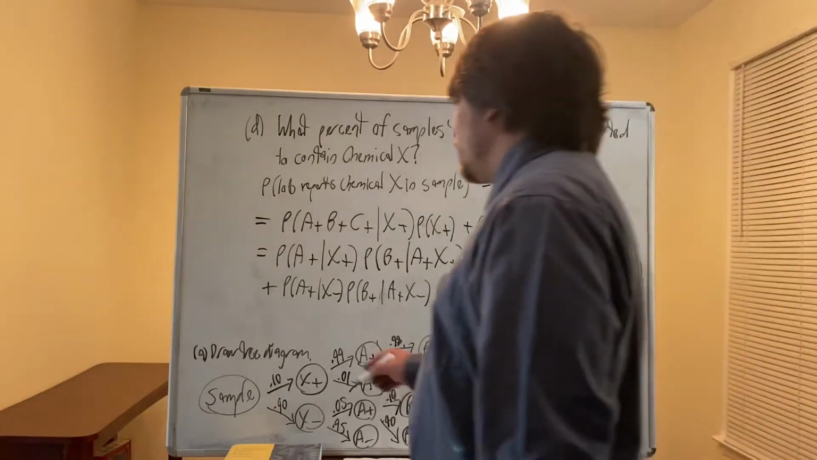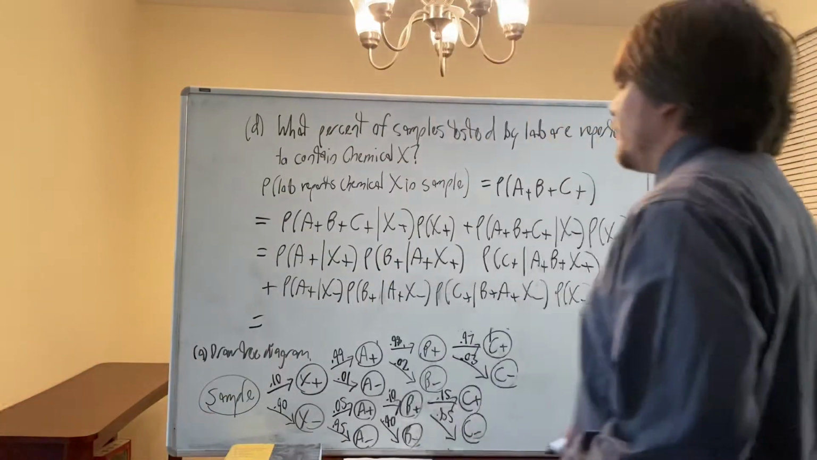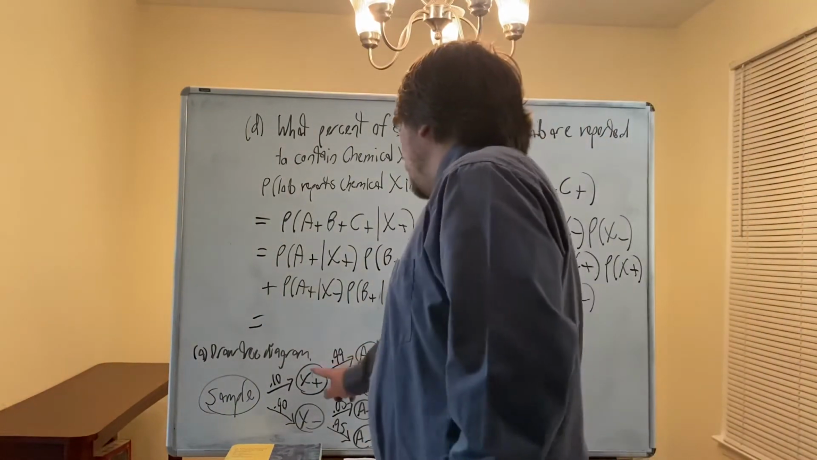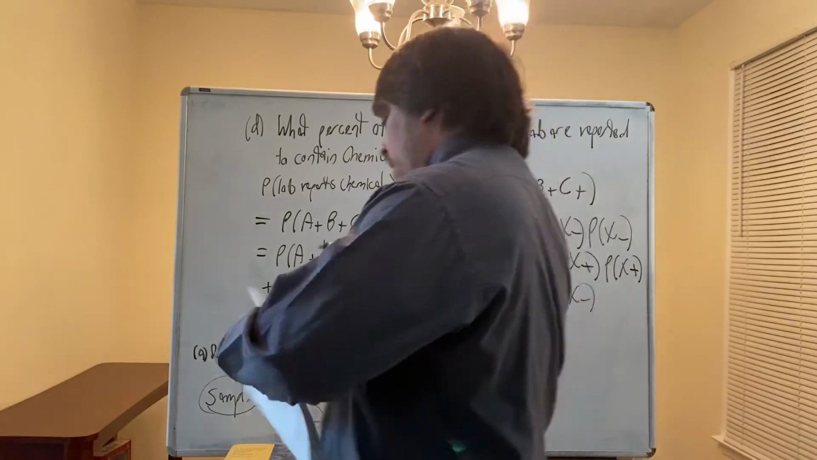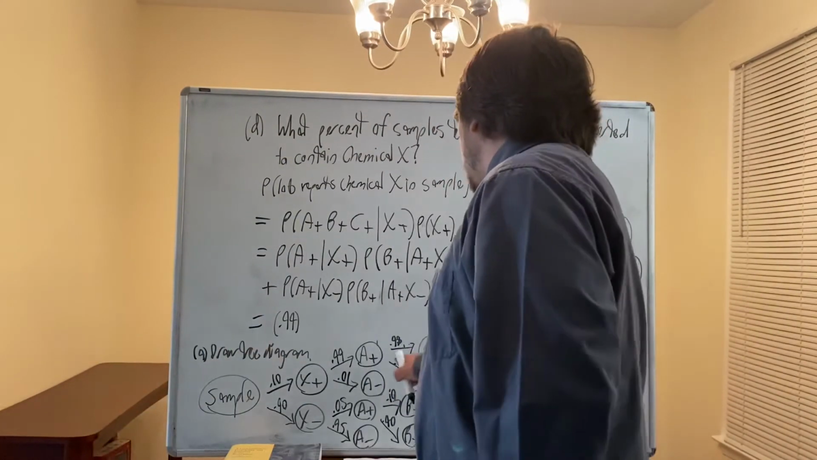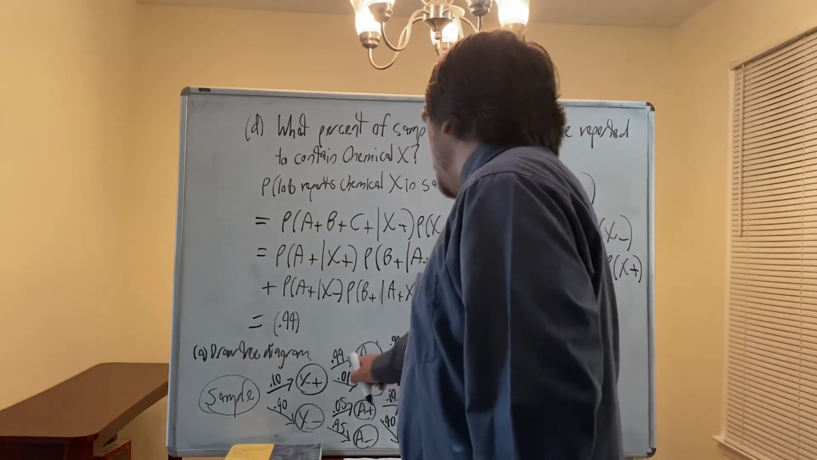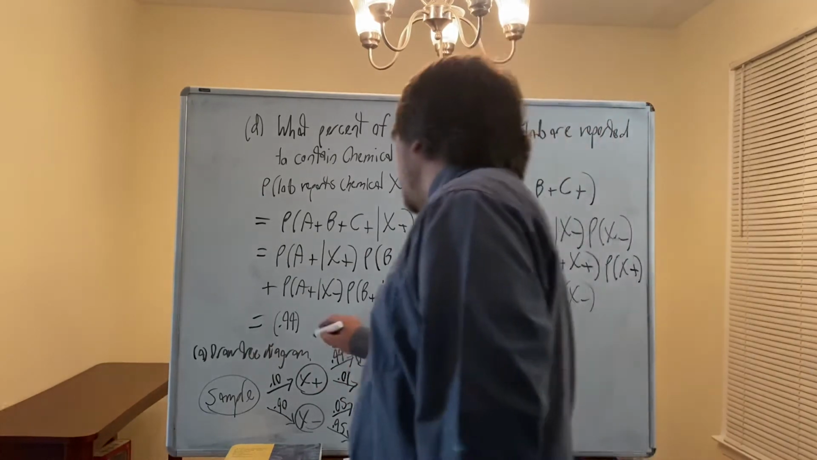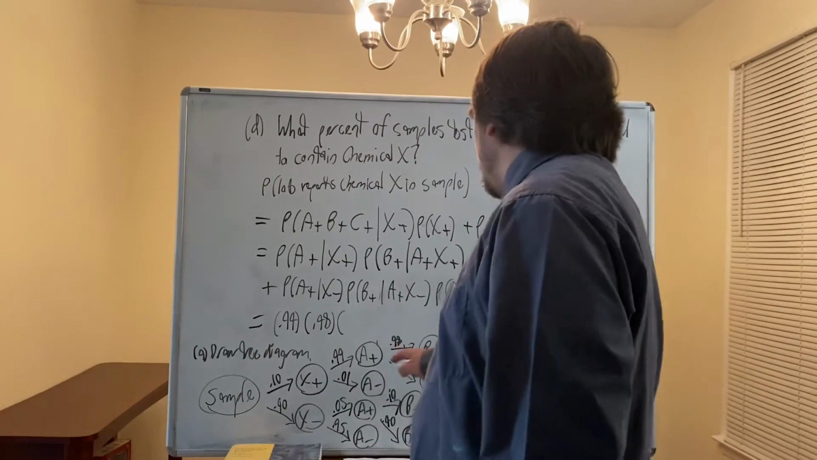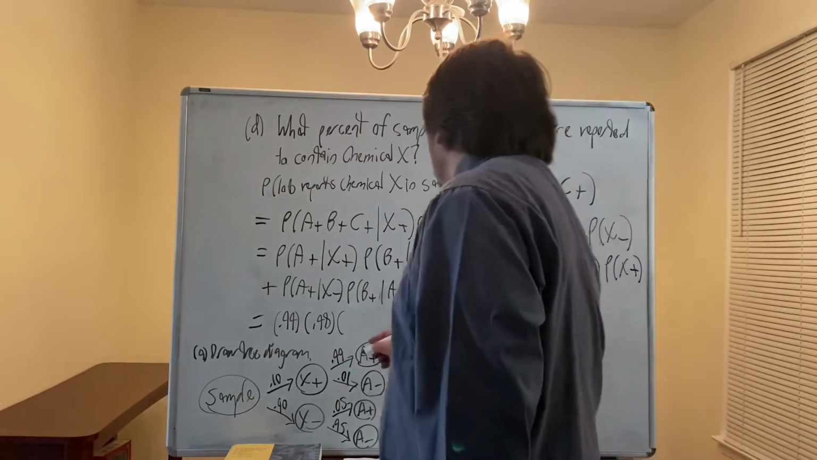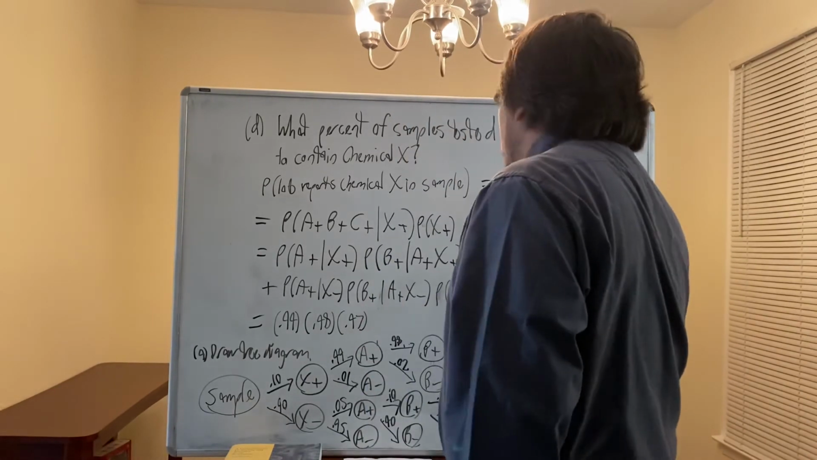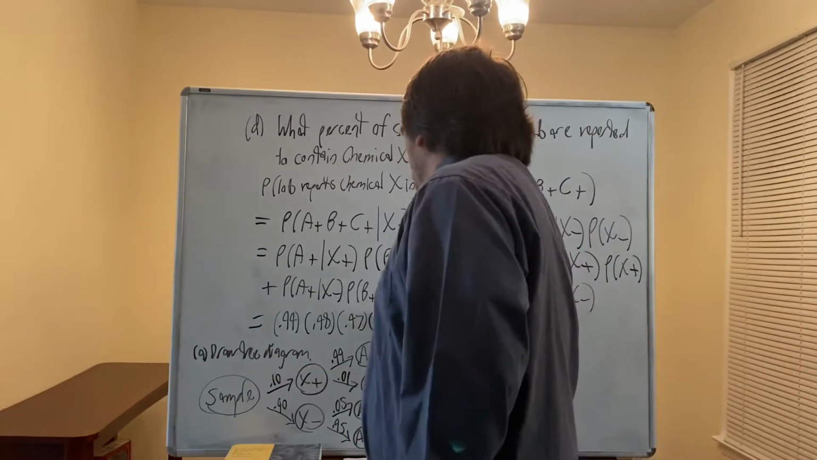Okay, what is this equal to? This is the probability that A comes back positive given X is in the sample, that's 0.99, times the probability that B comes back positive given A came back positive and X is in the sample, that's 0.98, times the probability that C comes back positive given that A and B are positive and X is in the sample, and so that is 0.97. Times the probability that X is in the sample, which is 0.10.